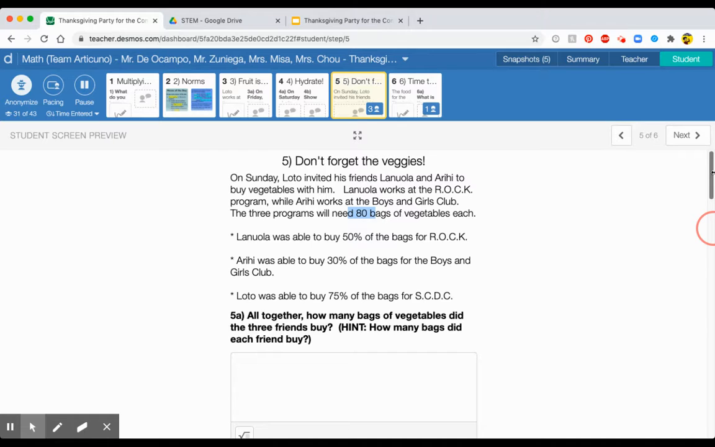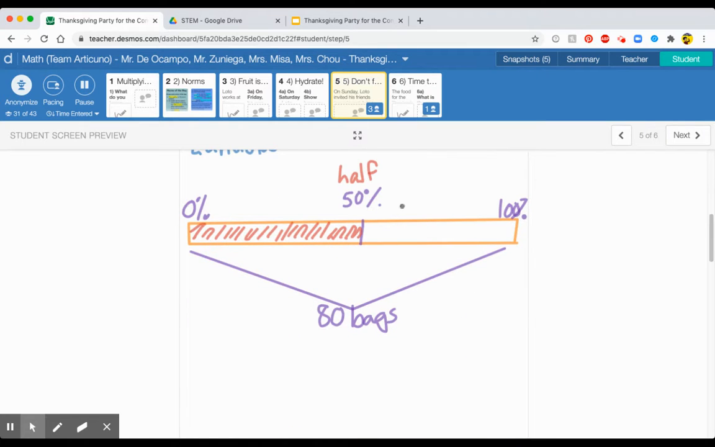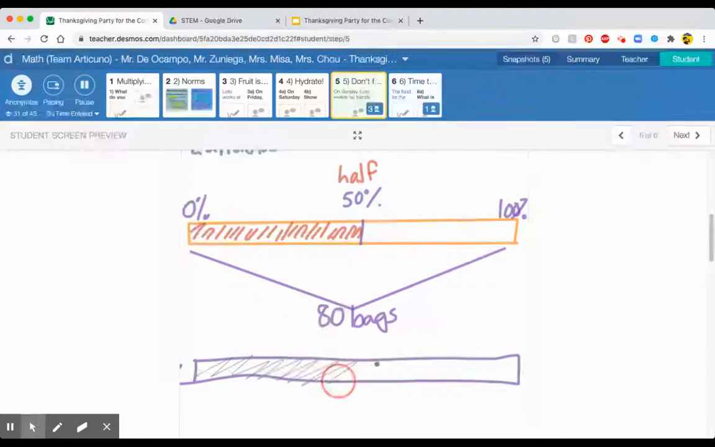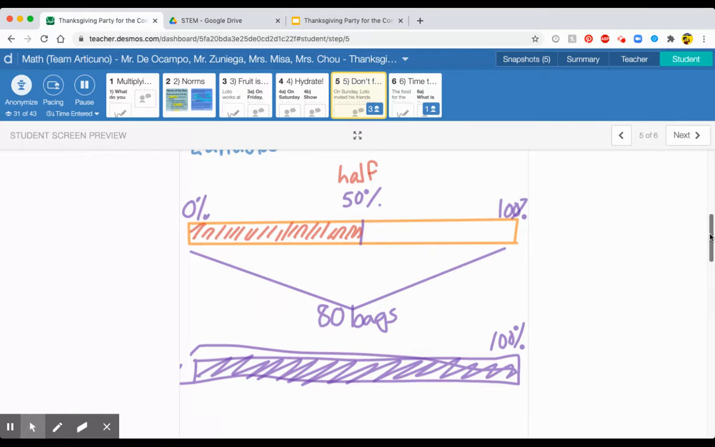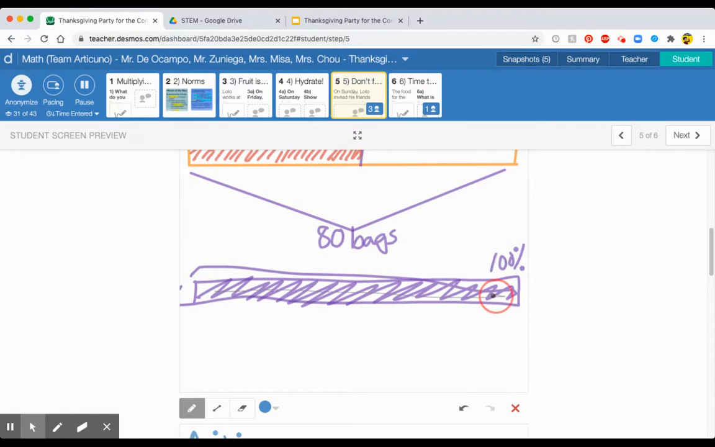Why is that? Well, the three programs need 80 bags of vegetables each. If this problem was talking about 100%, 100% is this whole thing. So, question for you all. What if Lanoola bought all of the bags? How many bags is that? Question again. If Lanoola bought 100% of the bags, how many bags is that? Well, it's 80 bags.